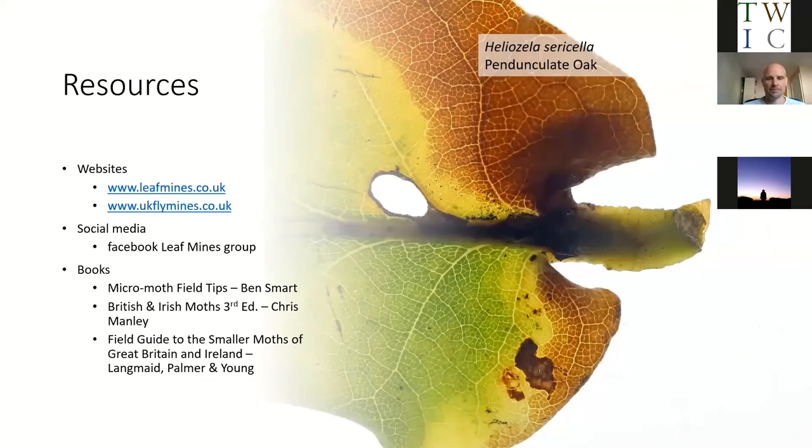Okay, so we've now got to a point where we are reasonably confident we've identified that we have a moth leaf mine. So now we want to try to get to species level identification. So how do we go about this? The first thing to say is there's no leaf mine field guide on the market. So there are some books that have resources within them, but none of them on their own are going to be able to identify all of the leaf mines that you might find in the field.